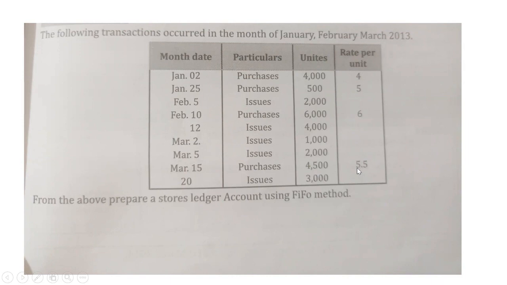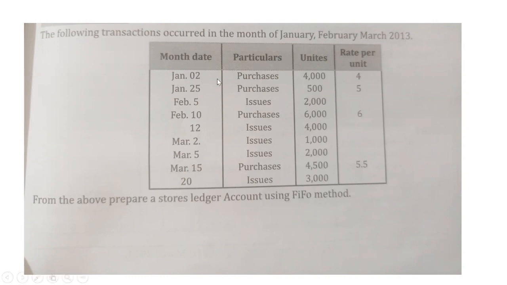The FIFO method is the method of a store ledger where whatever material comes first in the store, the same material is supplied to your production department. Whatever comes in first, that you have to issue first. Received from the vendor, that is first in your store. And whatever is available, that you are issuing to your department, that is your first out. Okay. So based on this transaction, we will prepare the store ledger using the FIFO method. I'll show you how to do it.